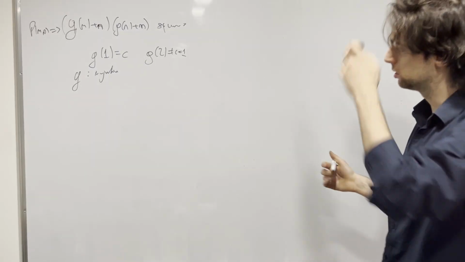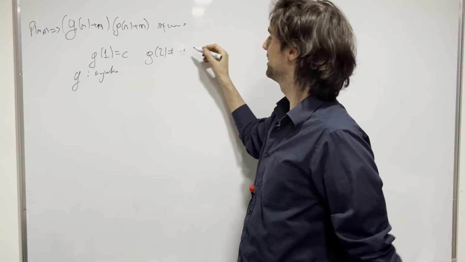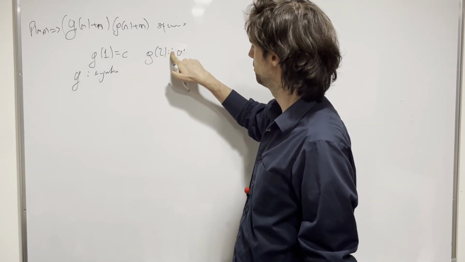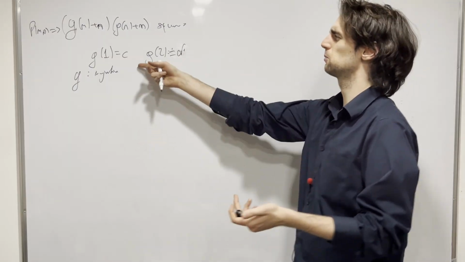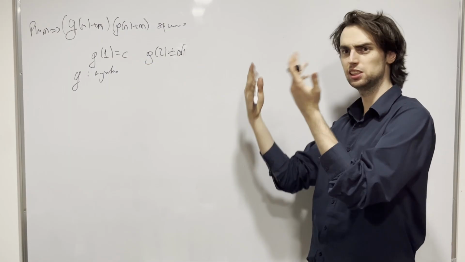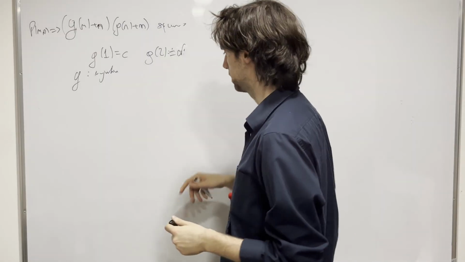Let's see what happens. So first let's do the thing where we let g of 2 be equal to some d, just so it's easier to write. That's why I'm writing these variables: it's easier sometimes, at least for me, to see what I'm working with if I have c and d.